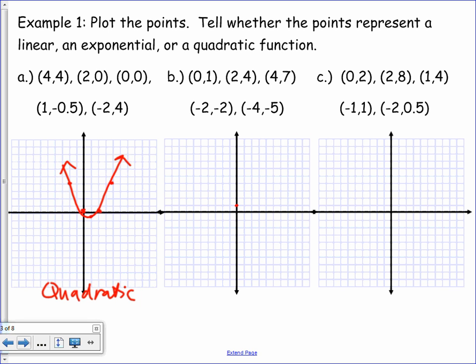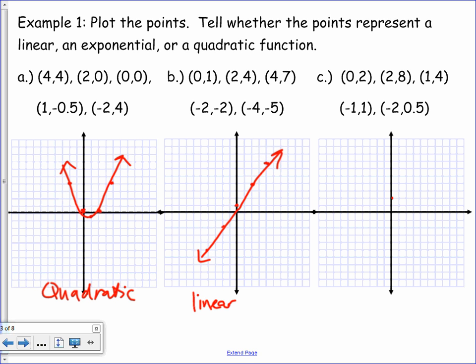The next set of points: 0, 1, 2, 4, 4, 7, 3, 4, 7, negative 2, negative 2, negative 4, 2, 3, 5. And it looks to me like that forms a straight line. So that is a linear function.